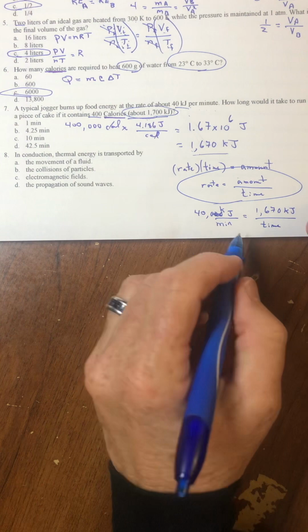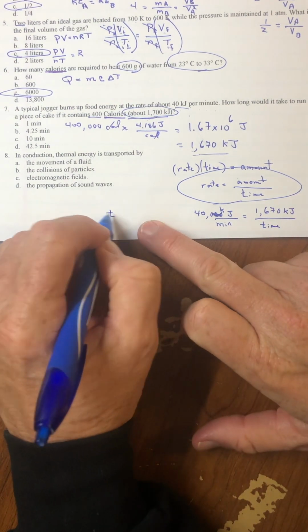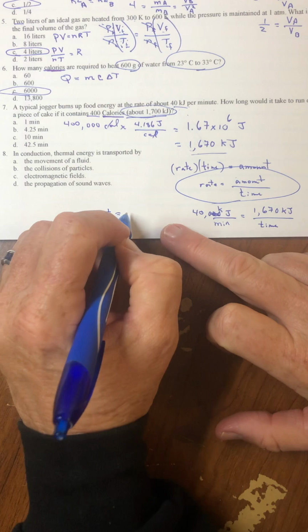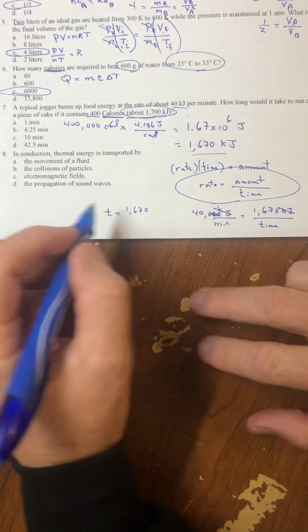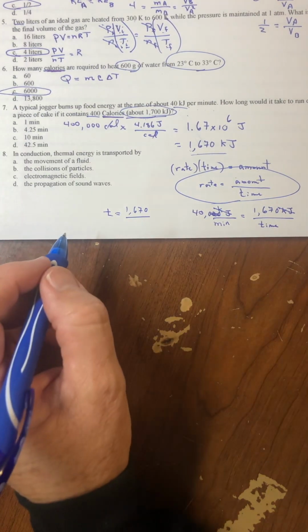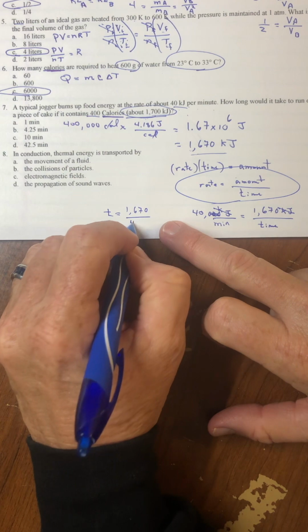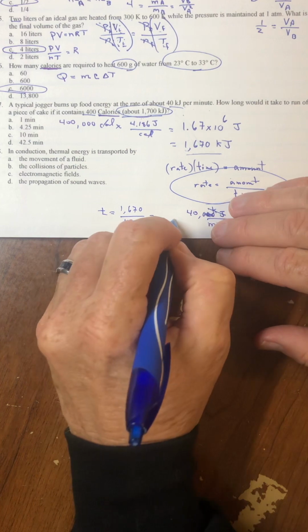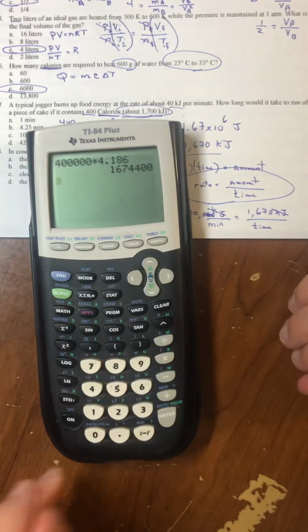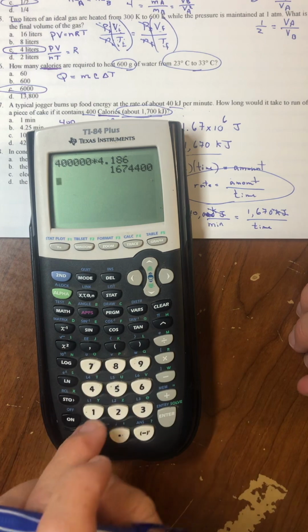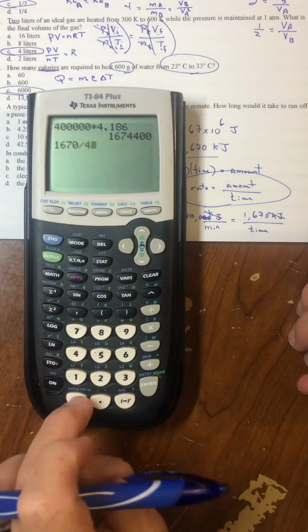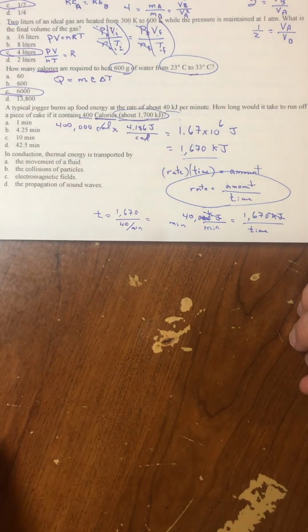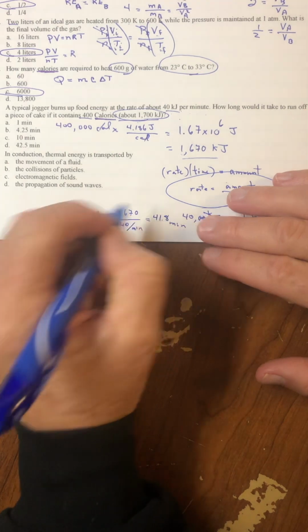So, kind of tight on space here. Let me move time to the other side. Then I would have 1,670, and I'll just cancel off the kilojoules. And when I bring this over, I will divide it by 40 per minute, and the compound fraction will put the minute in the numerator, and so I will take that last one, 1,670, and divide it by the 40. So we're looking at about 41.8 minutes.